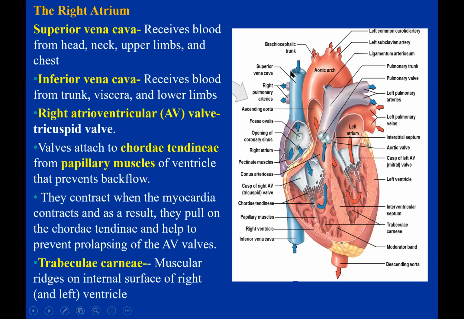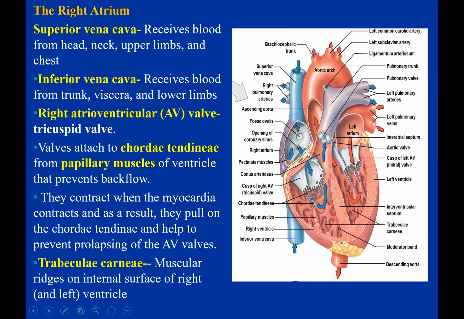So let's look at more features that are happening in the atrium and ventricles. In the right atrium, the superior vena cava is bringing blood from the head, neck, your upper arms, and your chest region. The inferior vena cava is bringing deoxygenated blood. That's why it's shown in blue. So if it's deoxygenated, it has to go to the lungs. The inferior vena cava is bringing blood from the lower trunk, the viscera, and the lower limbs.